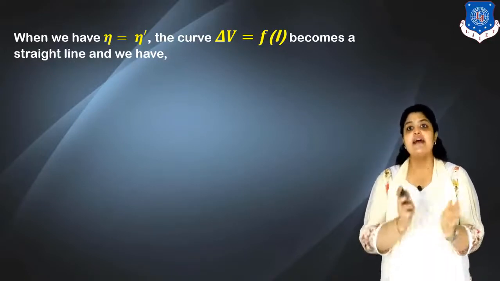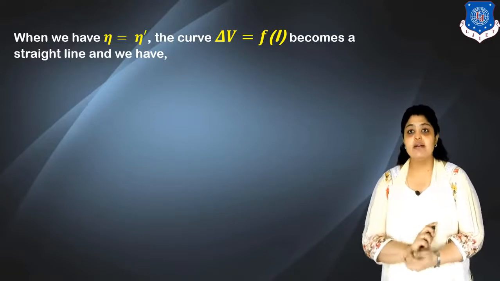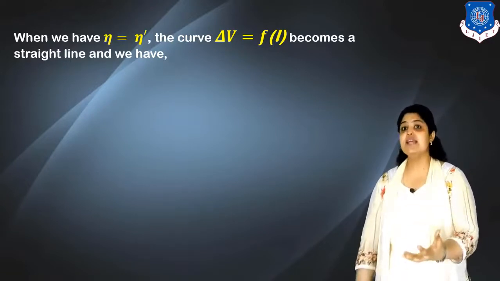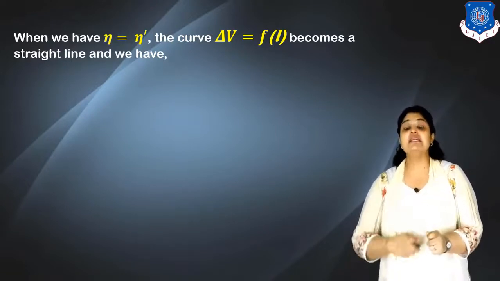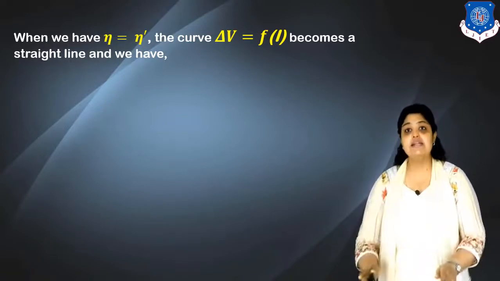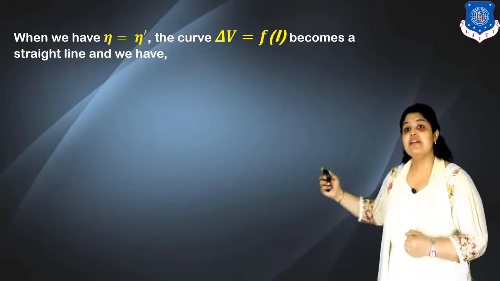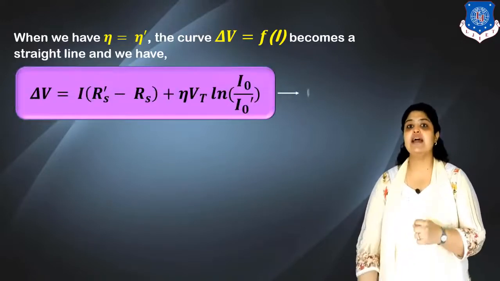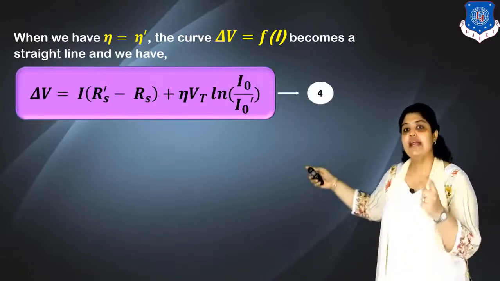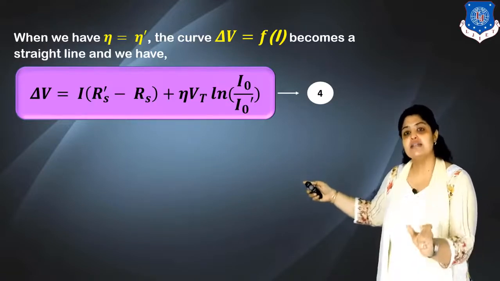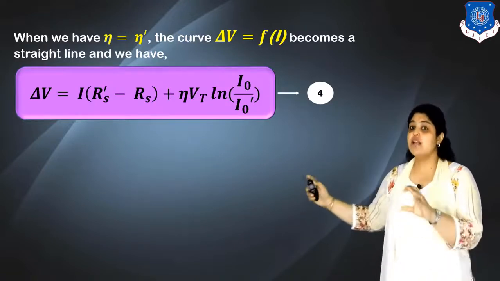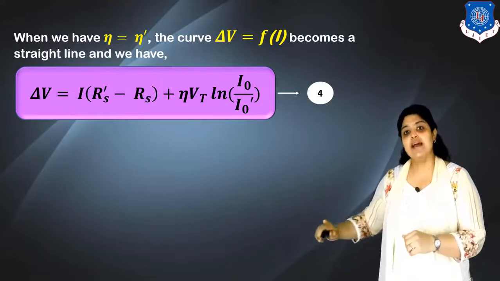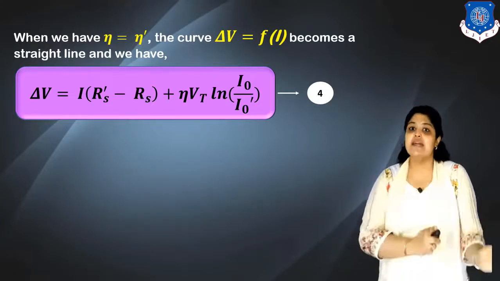We take eta dash is equal to the ideality factor. Then in the previous equation, the term which has eta minus eta dash will get cancelled out, and we will have delta V as a function of I, and this becomes a straight line. We have the equation delta V is equal to I (Rs dash minus Rs) plus a constant. Now we have taken eta equal to eta dash, so the eta minus eta dash term gets cancelled out.